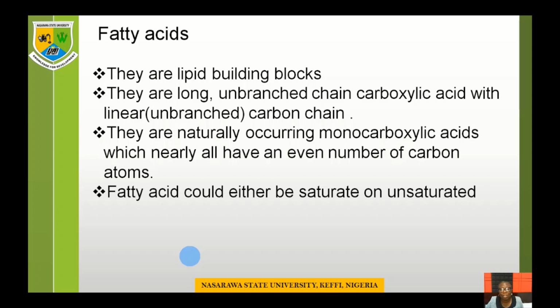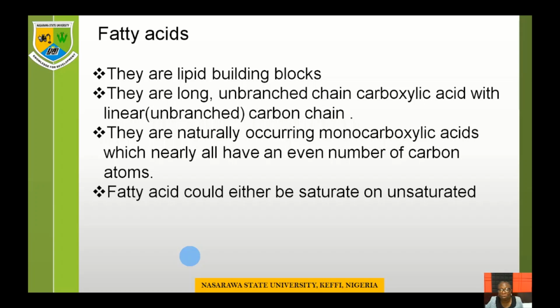Number 2, they are long unbranched chain carboxylic acids with a linear carbon chain. The COOH at the end shows that it's a carboxylic acid. All right, they are linear. If they are unbranched, it means that they are linear, and they have a carbon chain.